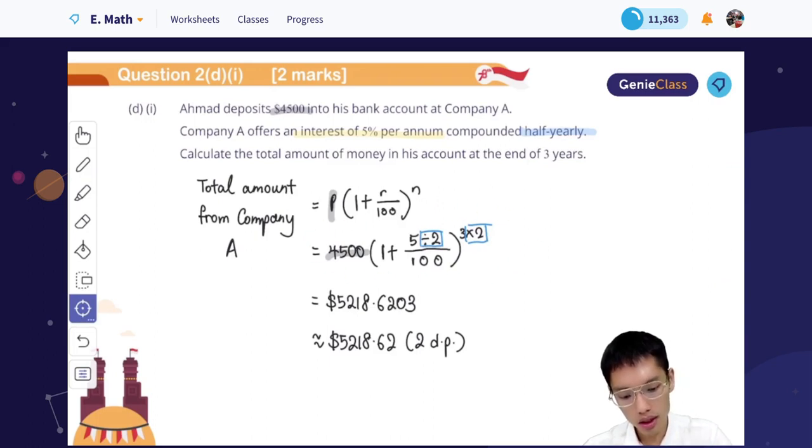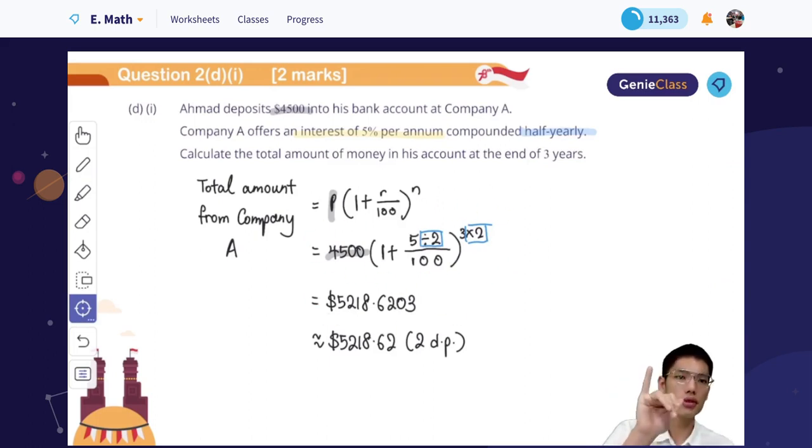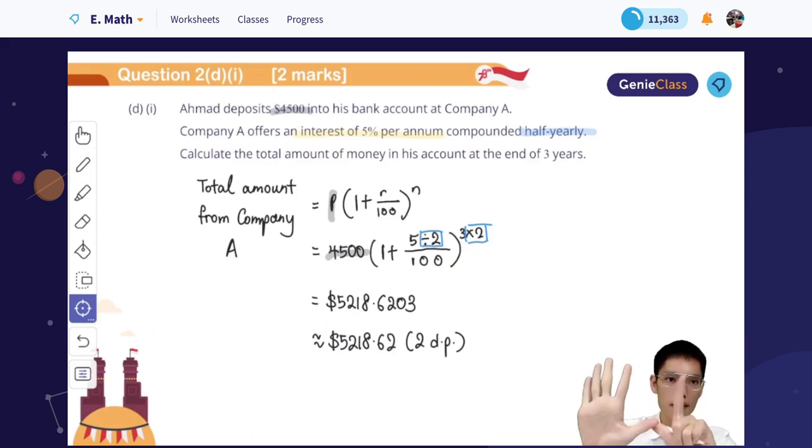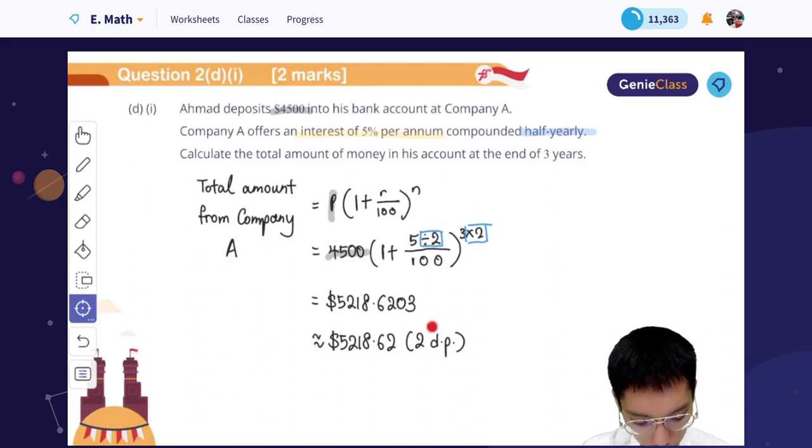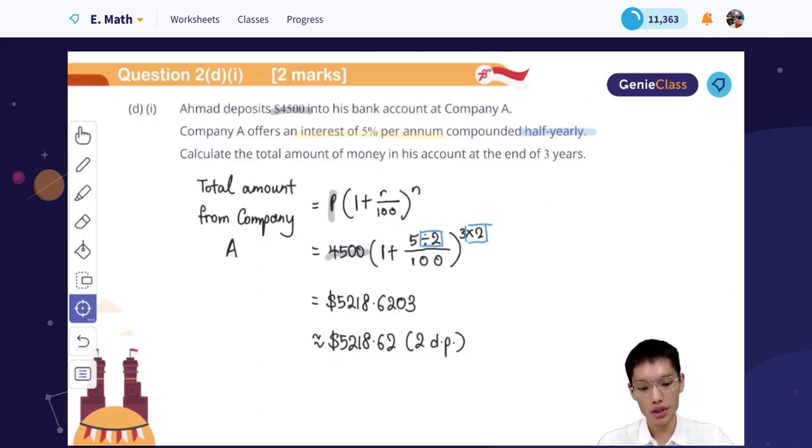Input this in your calculator, write it in 5 to 7 significant figures to make sure your answer is as accurate as possible. In answers, usually because we round to cents, that's why it is to 2dp. So that is the notion for compound interest. Things to take note: half yearly, how does it change the interest? How does it change the time period?